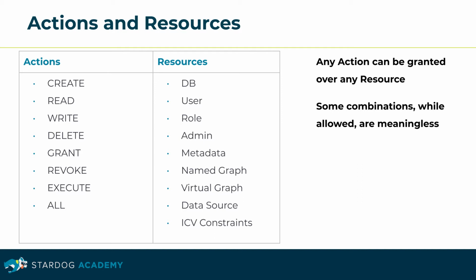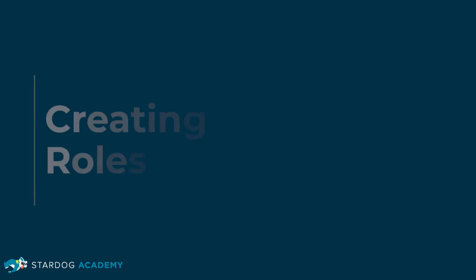resource. The available actions are create, read, write, delete, grant, revoke, execute, and all, and the available resources are database, user, role, admin, metadata, named graph, virtual graph, data source, and ICV constraints. Any action can be granted over any resource. However, some of the possible combinations are meaningless and therefore will provide no actual permissions. This concludes the section on getting started with security in Stardog.